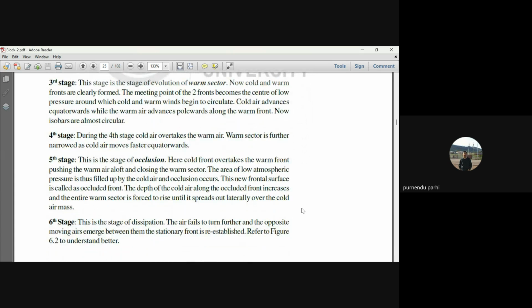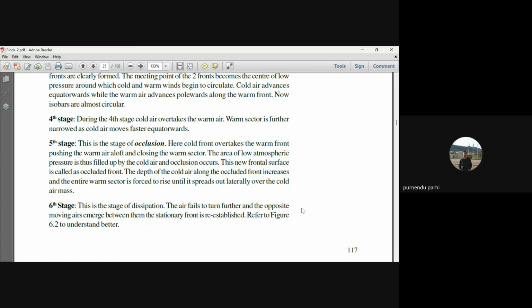Then fifth stage. This is the stage of occlusion. Here the cold front overtakes the warm front, pushing the warm air aloft and closing the warm sector. The area of low atmospheric pressure is thus filled up by the cold air and occlusion occurs. This new frontal surface is called the occluded front. The depth of the cold air along the occluded front increases and the entire warm sector is forced to rise until it spreads out laterally over the cold air mass.